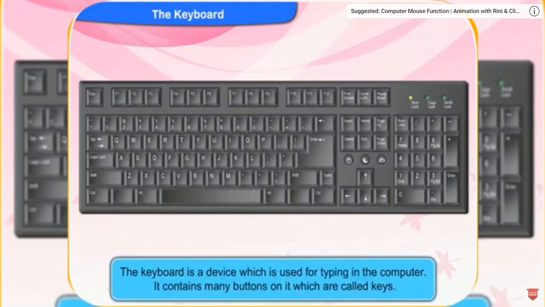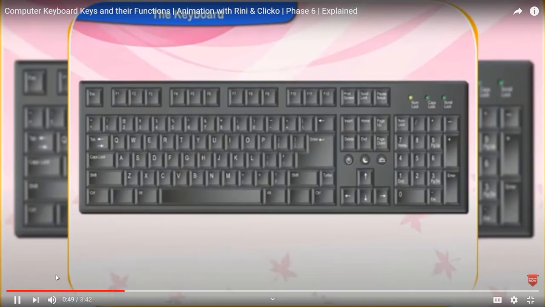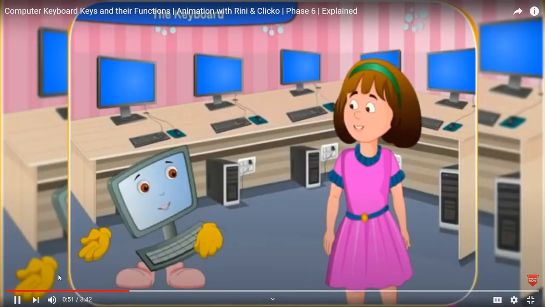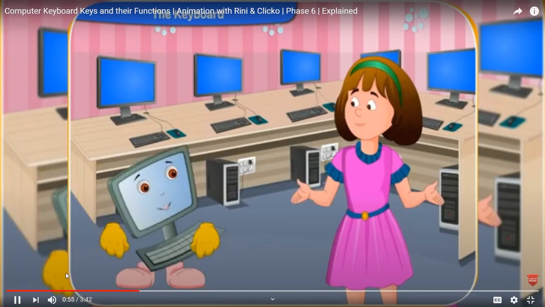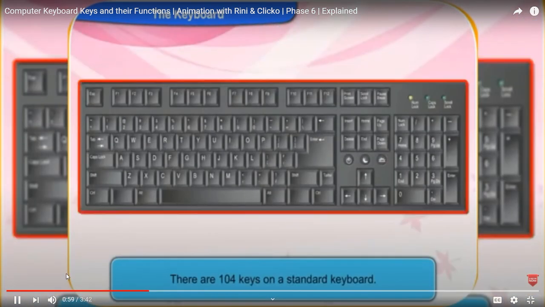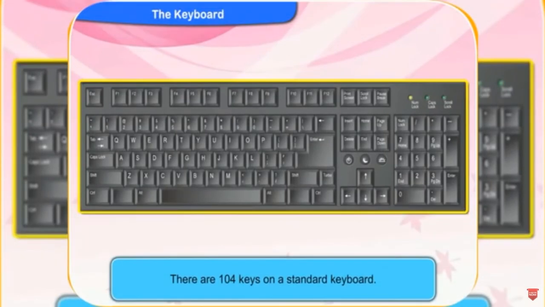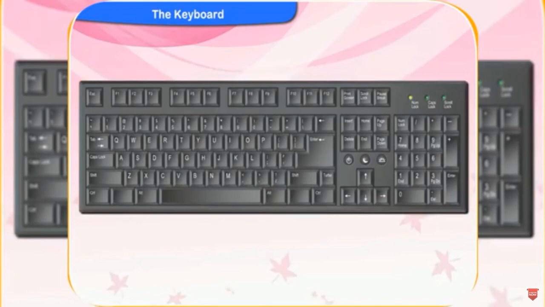Well, then, the keyboard is a device which is used for typing in the computer. It contains many buttons on it, which are called keys. Do you know how many buttons are there on a standard keyboard? Well, no. There are 104 keys on a standard keyboard. Yes, I can see alphabets and numbers on the keyboard.